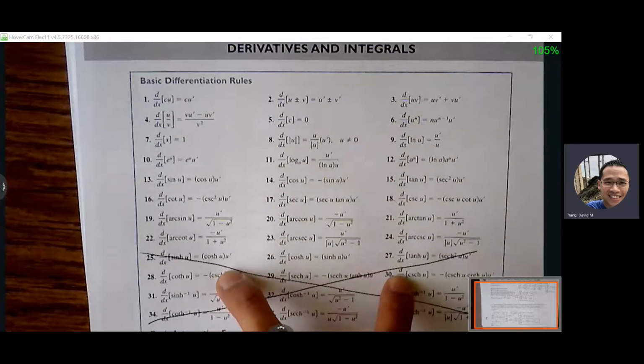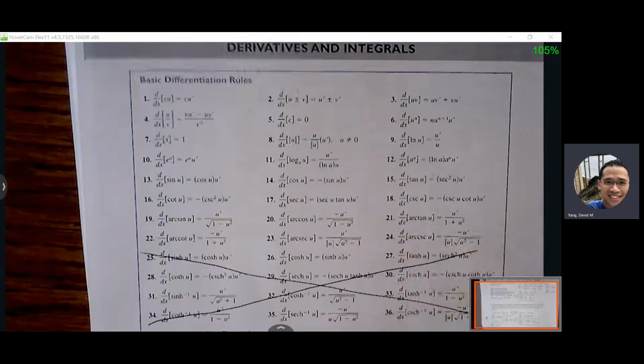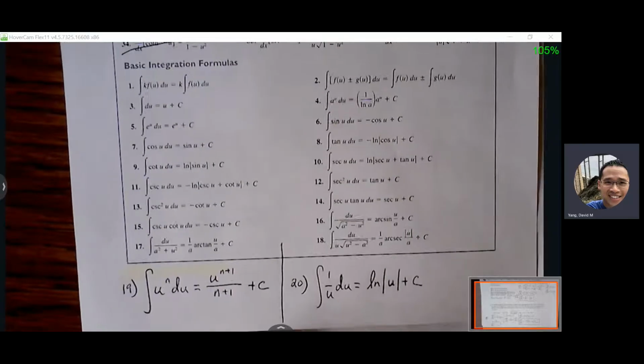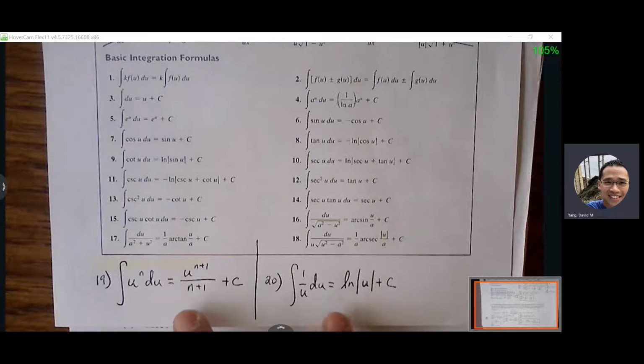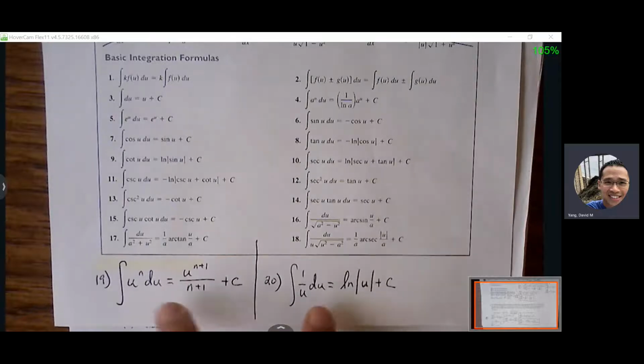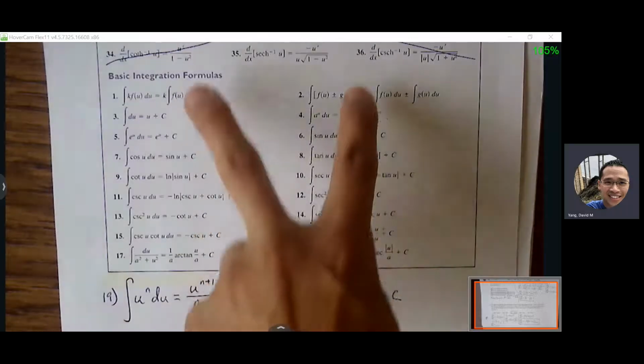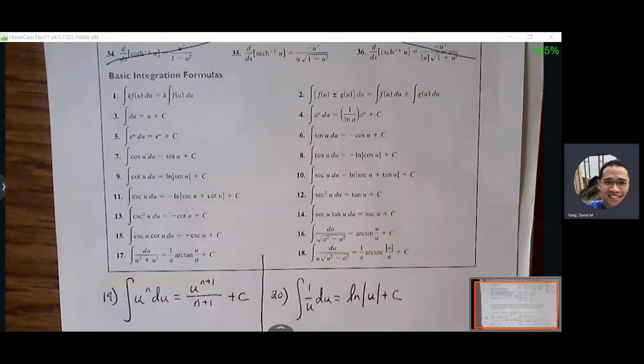Okay, from the power rule all the way to our trig. Rules 25 to 36 are not for our course, so we can cross those out. And the bottom half are all the integral rules. For some reason, they left off the power rule and natural log rule, so I put them down there as 19 and 20. But all these rules we use and could show up potentially on the AP exams.